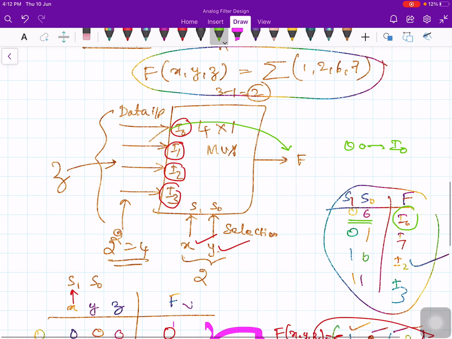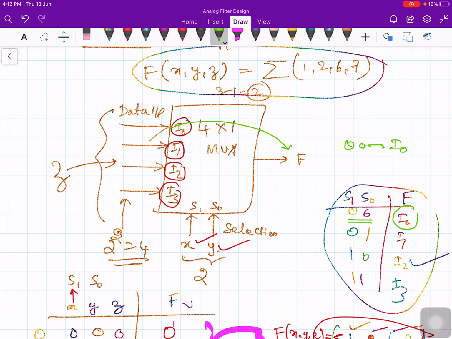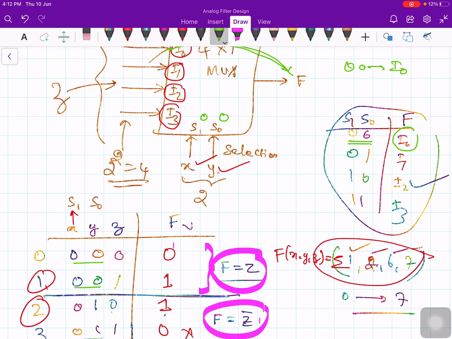Now look at the map. If the selection inputs are 0 0, then I naught gets a path from input to the output. That means this is 0 and this is 0. In that case, I naught comes to the output. What is output? Output is z. That means the input is z. Therefore, I naught is connected to z here.